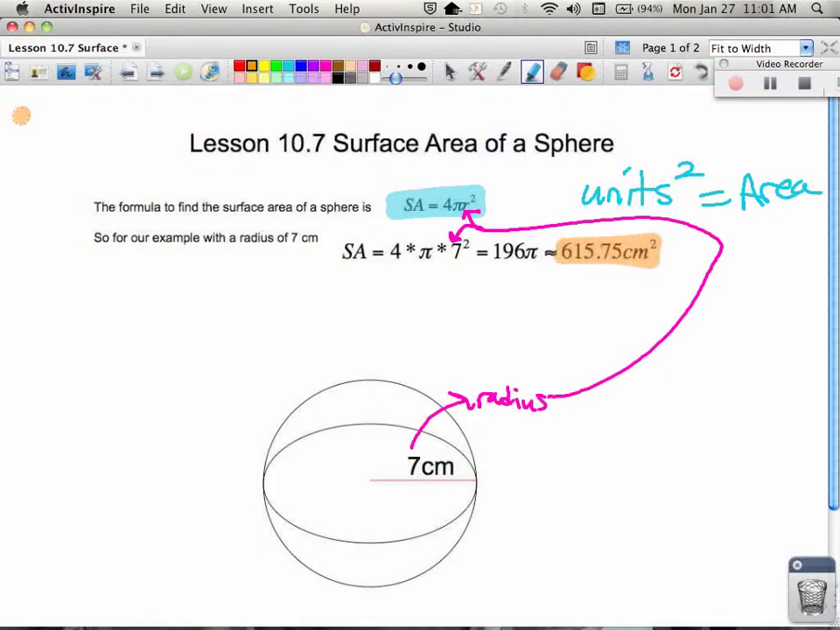And since our units were in centimeters, I would write down centimeters squared. Notice again, the number's not being squared, the label's being squared. So 4 times pi times the radius squared. Another formula we memorize.